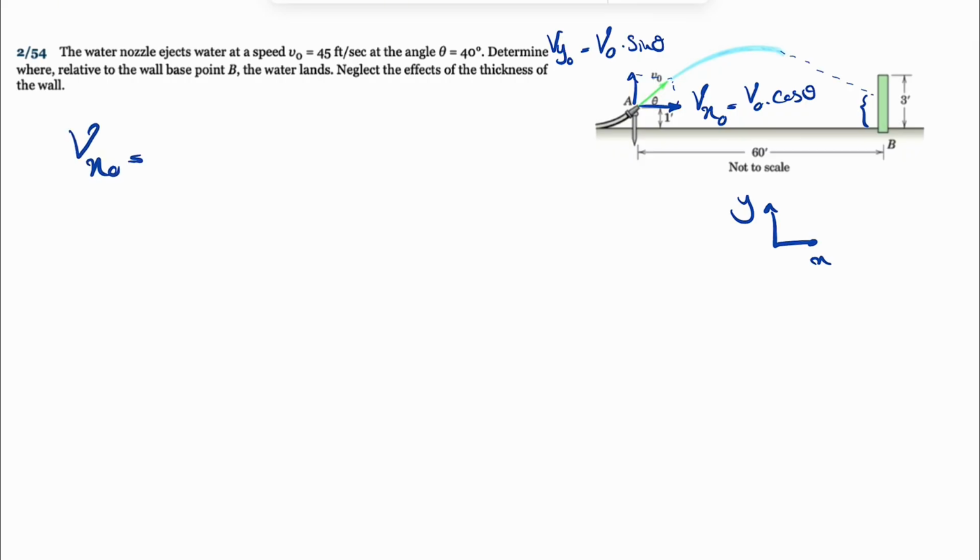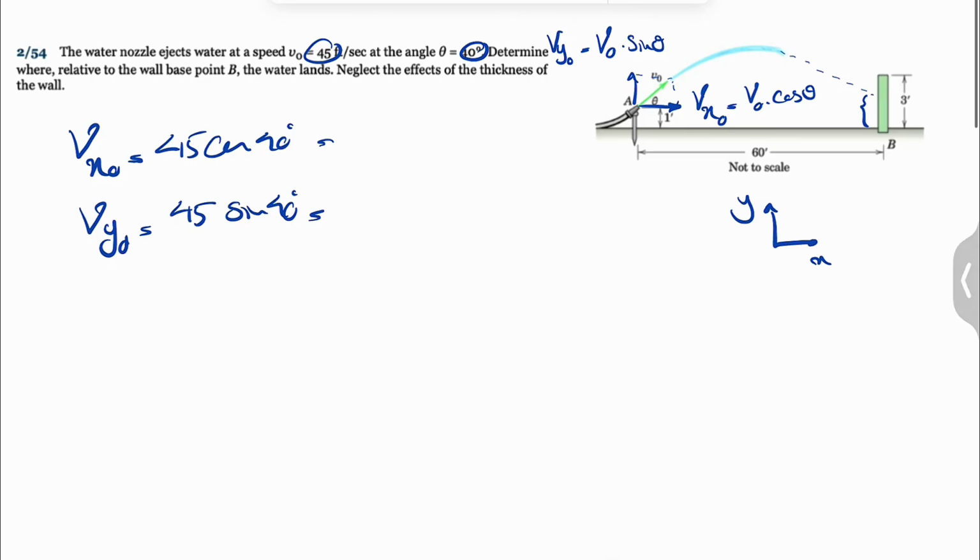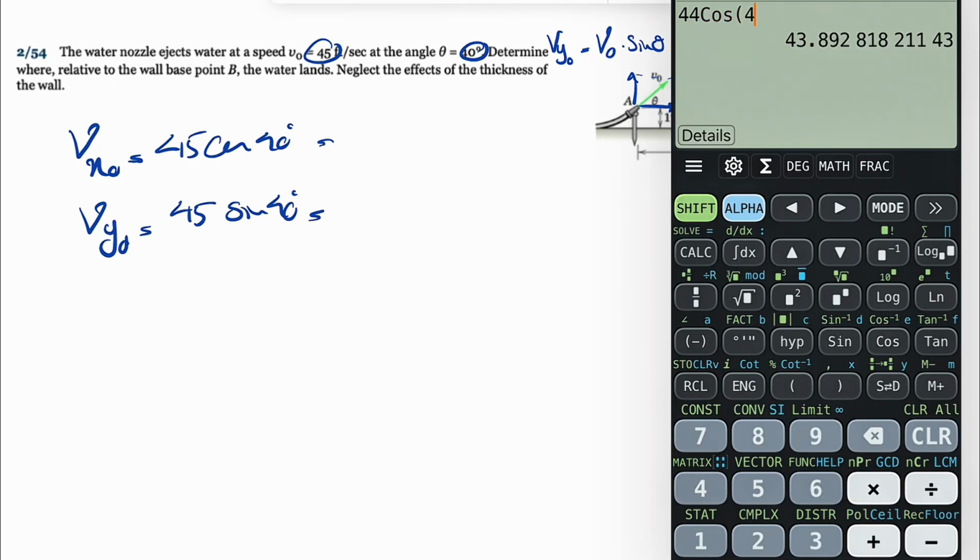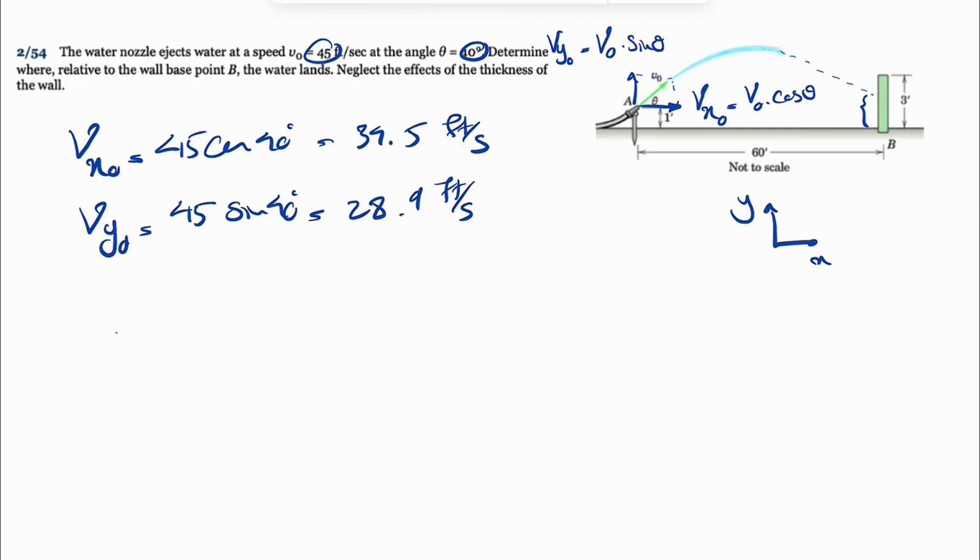Theta is 40 degrees and the velocity is 45, so vx0 is 45 cosine of 40 degrees, and the initial velocity in the y direction is 45 sine of 40 degrees. Let's see what we get for each. 45 cosine of 40 is 34.5 feet per second, and the sine for vy0 gives 28.9 feet per second.